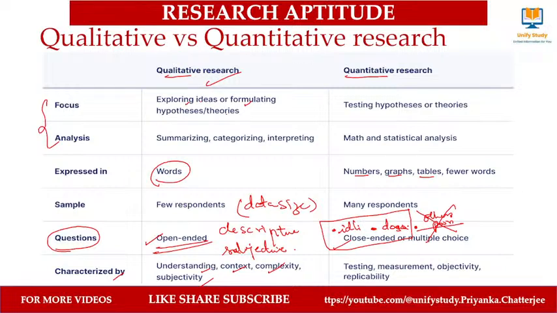But in quantitative research, if I want to find out how many students are there in the class and how they performed in their exams, I have to tell how much score they have got. I am going to test the hypothesis, whether they have passed or failed the exam, that's all. So here I am going to test the hypothesis. Already it has been defined, already the theory has been given. I'm going to test whether the theory has worked out or not.